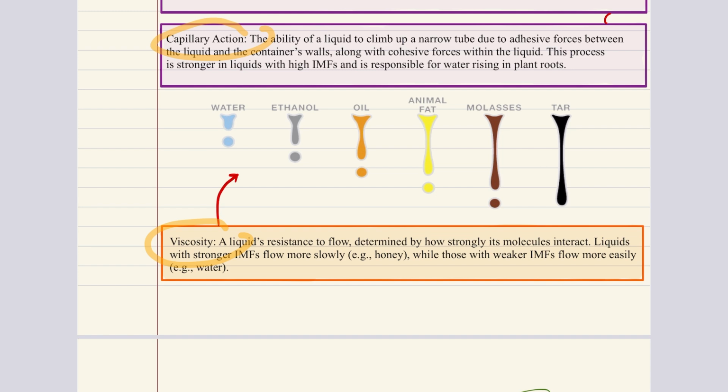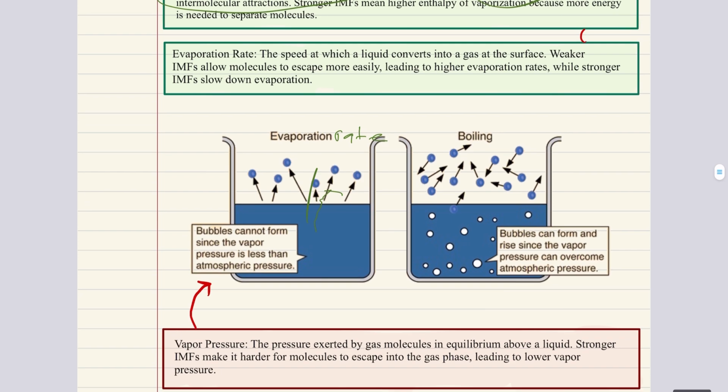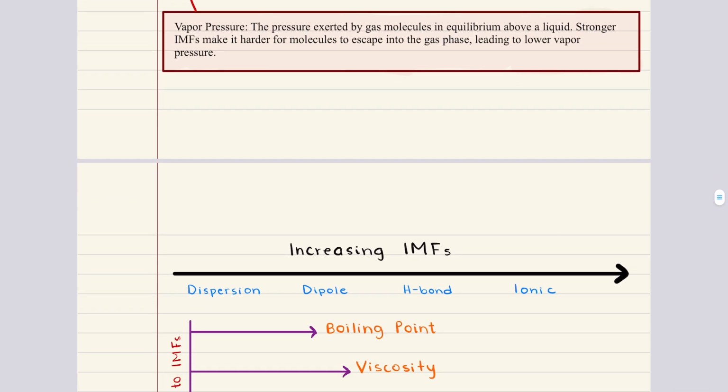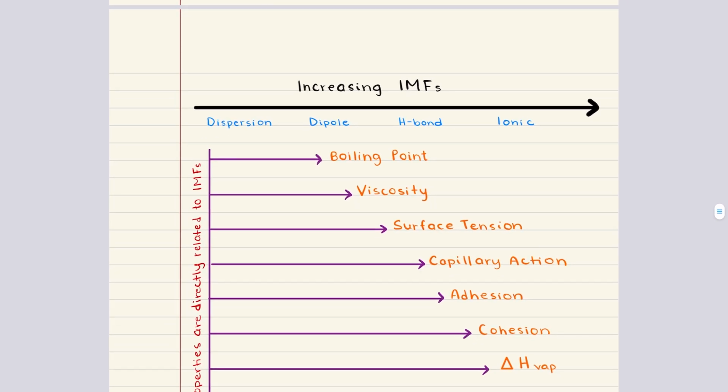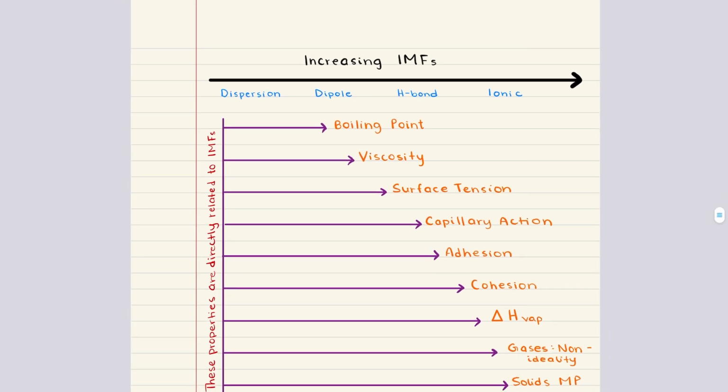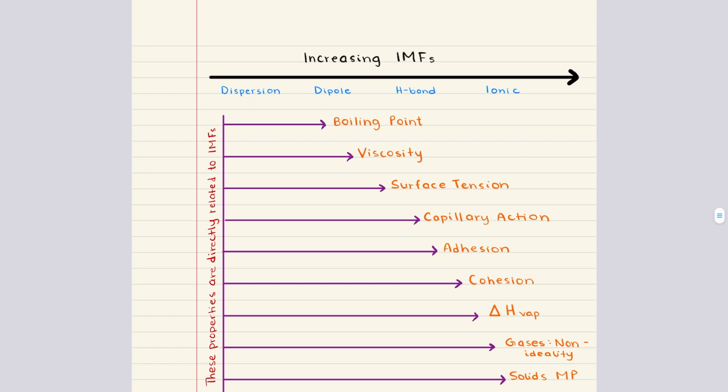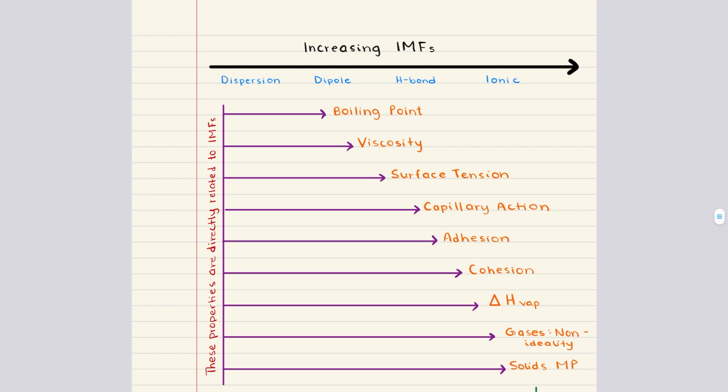Now, intermolecular forces not only dictate the type of interactions that occur between molecules, but also determine key physical properties that influence the behavior of substances in different phases. All of these properties, boiling point, vapor pressure, evaporation rate, enthalpy of vaporization, surface tension, capillary action, and viscosity, are all interconnected through intermolecular forces. And understanding these relationships allows us to predict and explain trends in physical behavior. So to start, let's establish a fundamental rule. As intermolecular force increases, the strength of attraction between molecules also increases.